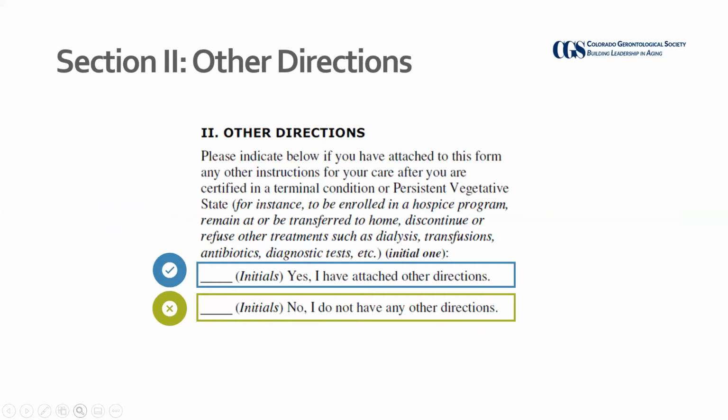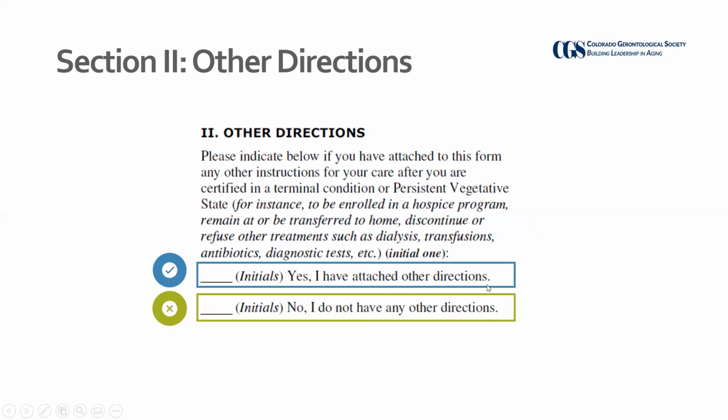So section 2 specifically deals with other directions. This is where you could provide other directions to your agent to follow. So for instance, if you want to be in a hospice program, if you want to remain at home, if you want to discontinue or refuse any type of treatments such as dialysis, transfusions, antibiotics, any of those things. If you decide to give these directions, you need to initial yes.